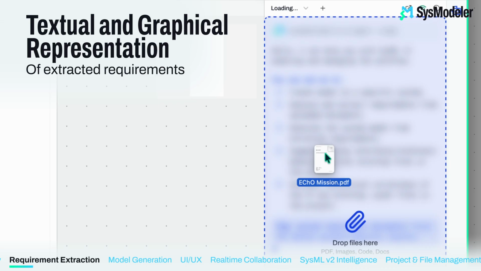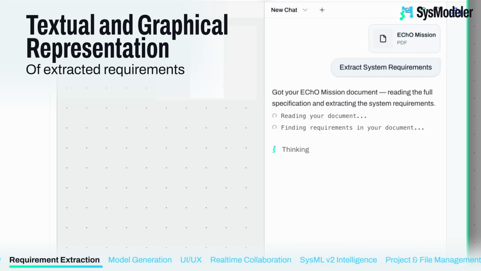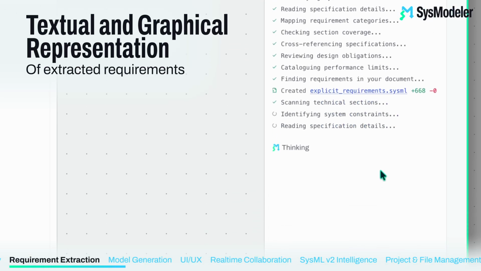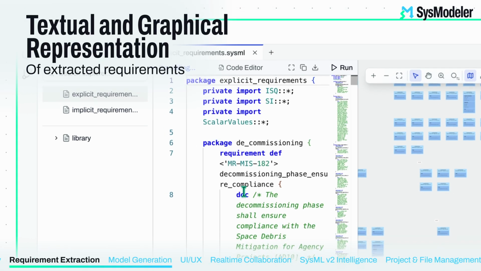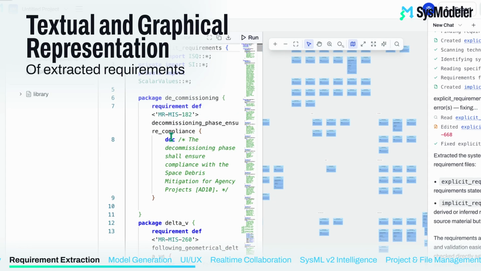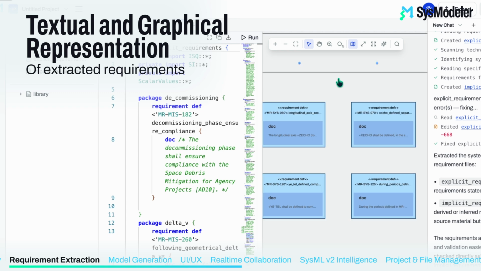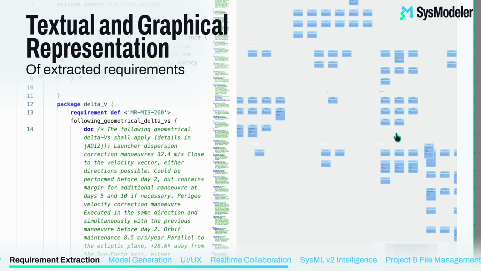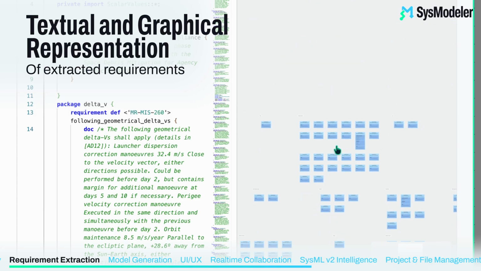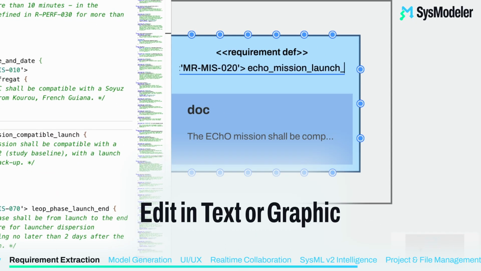The SysModeler AI agent can extract system requirements directly from unstructured sources and seamlessly convert them into both SysML v2 textual and graphical notations. You can also edit in either notation.